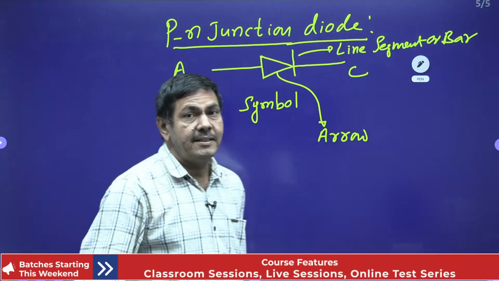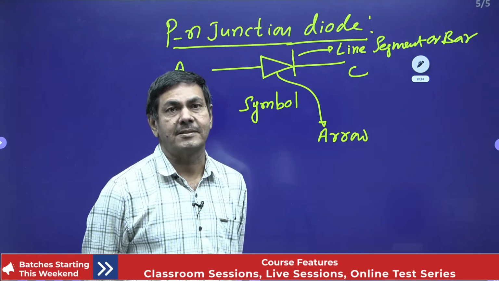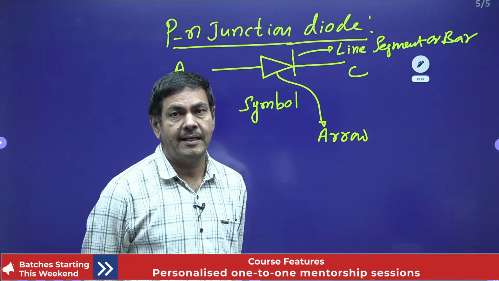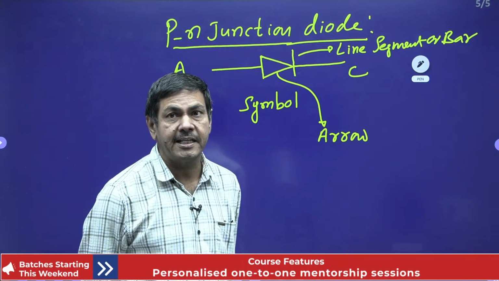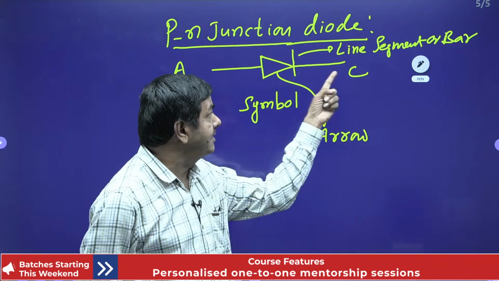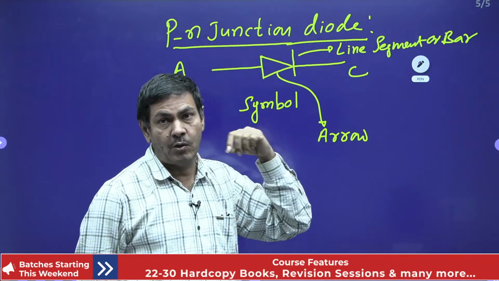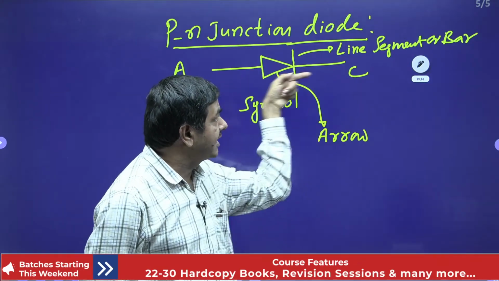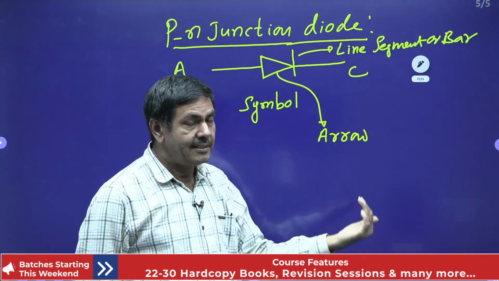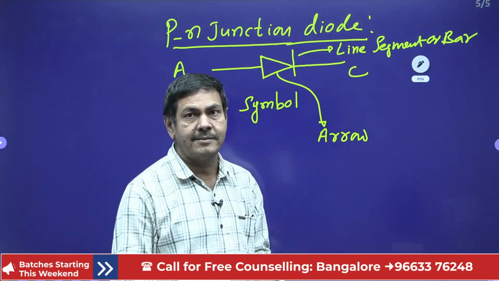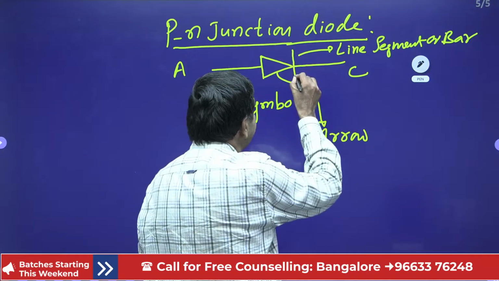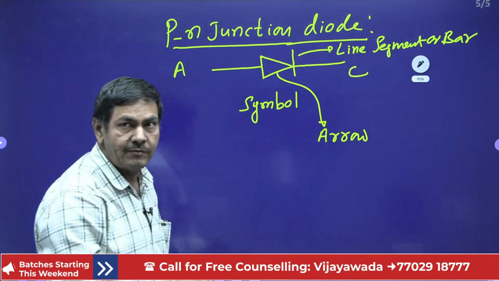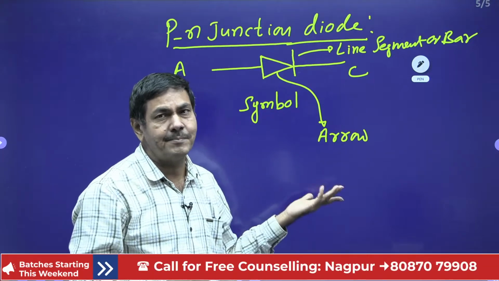Why is that? What does it indicate? The arrow indicates the direction of flow of current. That means it is a unidirectional device, it will allow the current in one direction only. To specify that, the arrow is given, so current goes in this particular direction only. In the reverse direction, we cannot find any current. That means the line segment indicates it opposes the current through the other side; on the other side, current will be stopped. That is just the symbol.